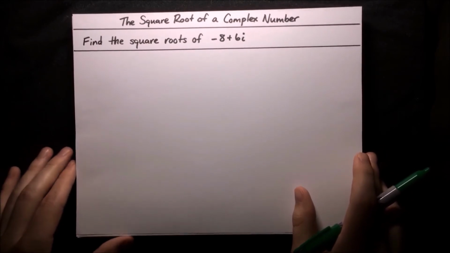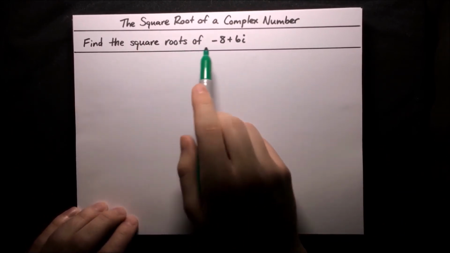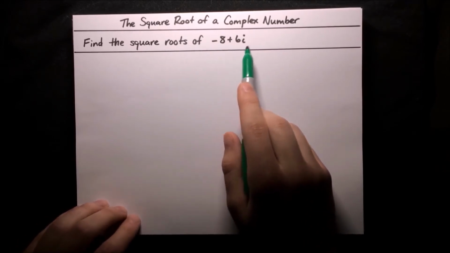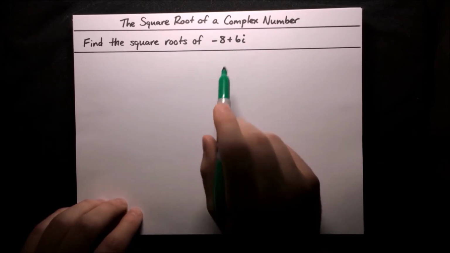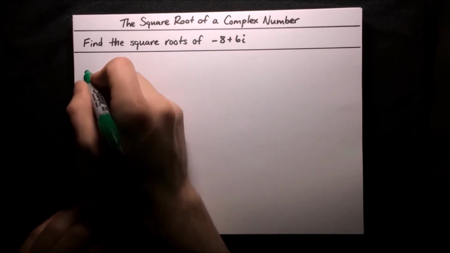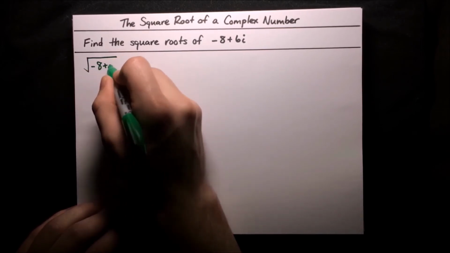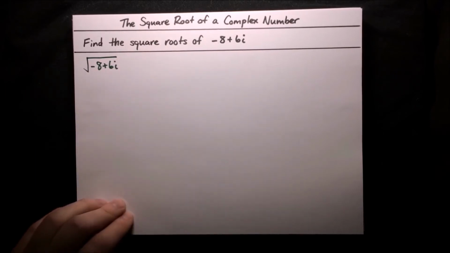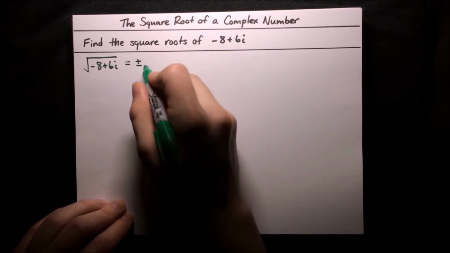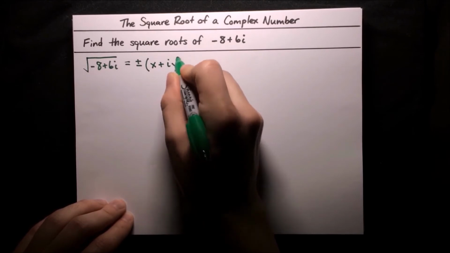Alright, so here's an example of a more difficult problem. We want to find the square roots of negative 8 plus 6i. So this time we're starting with the number inside the root and we have to figure out what complex number squared gives this. Okay, so why don't we write this down? We want to find the root of negative 8 plus 6i. And we know that that's going to come out to plus or minus of some complex number. Why don't we call it x plus iy?